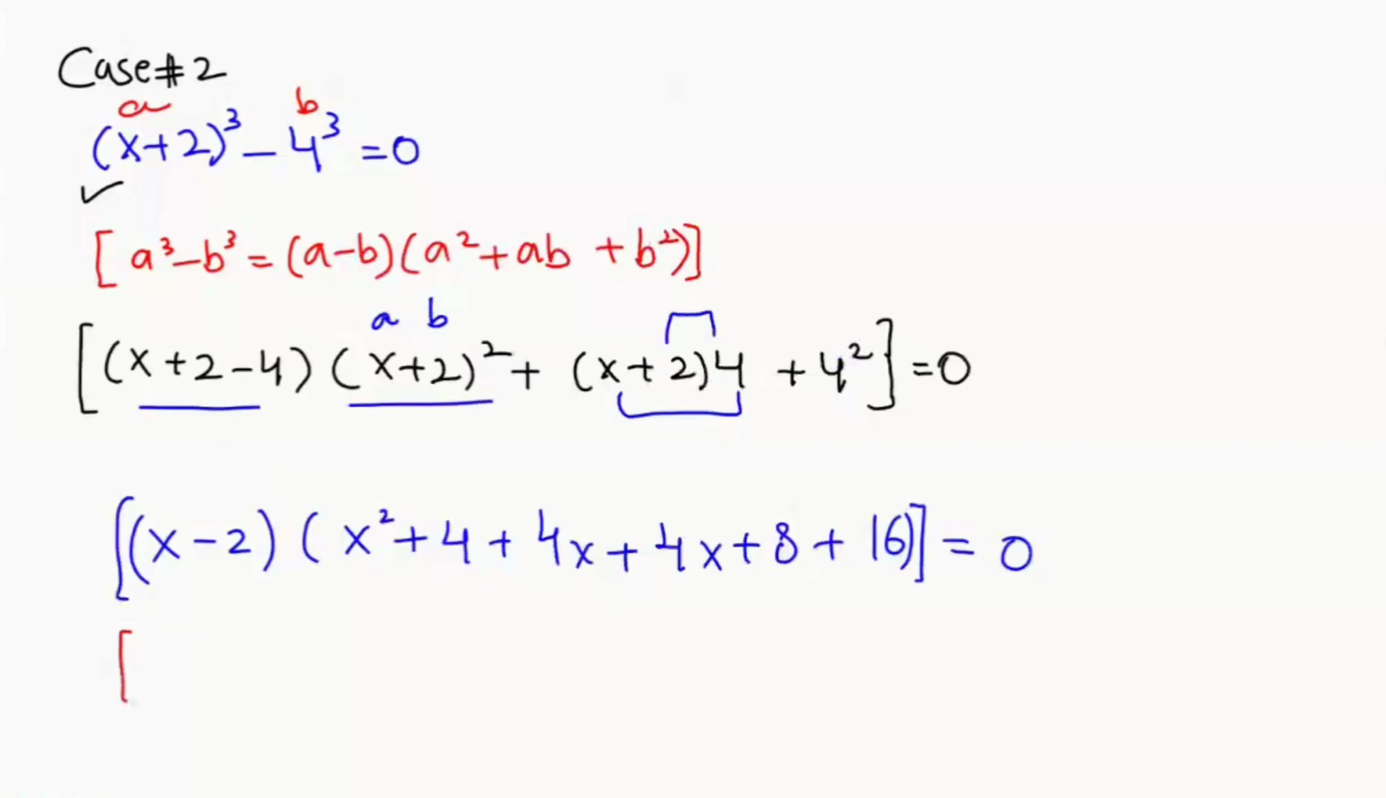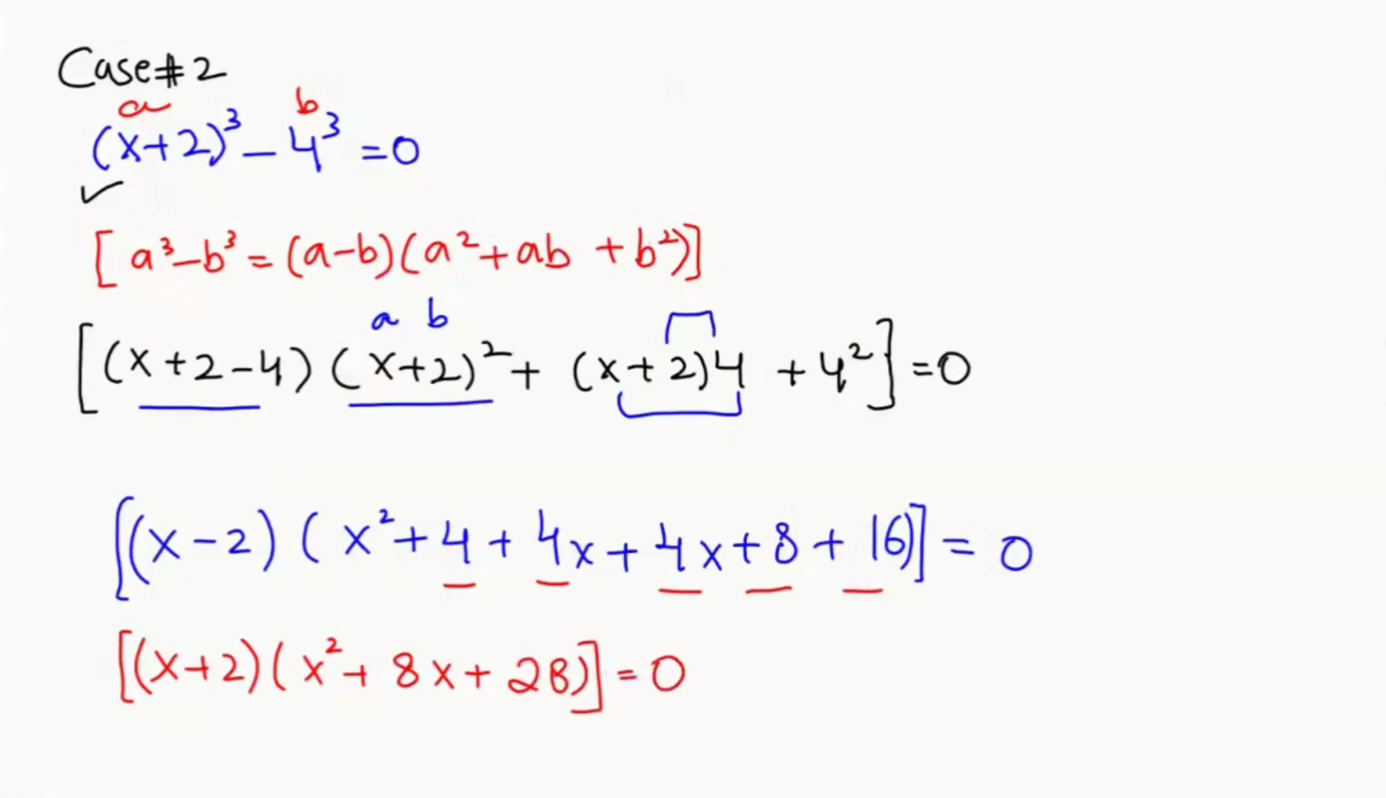And this will be equal to (x plus 2) and here x square. This I'm going to solve, so it will be equal to plus 8x plus 4 plus 8 plus 16, equal to 28, is equal to 0. Here we get the two cases: x plus 2 is equal to 0, and this will be equal to x is equal to negative 2. So this is our fourth x value.